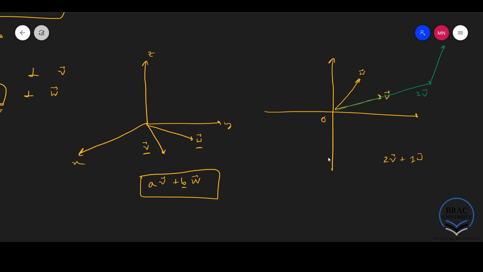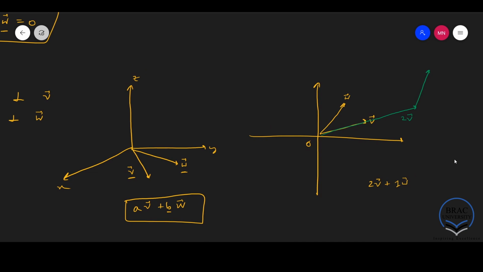So I will have some point like this, right? So I will have a vector like this. So this vector, let's say this is the vector u. So this vector u from the origin is just equal to 2v plus 1w, which is just a linear combination of v and w, right?